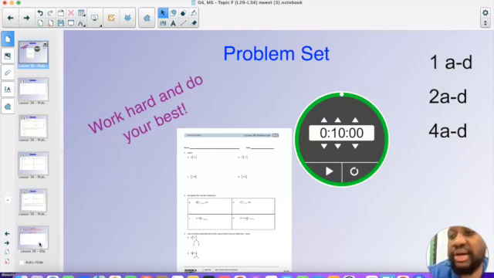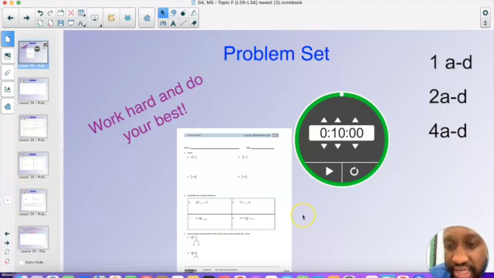All right, with that being said, I'm going to give y'all 10 minutes. You're going to do 1, A, B, C, and D, 2, A, B, C, and D, and then 4, A, B, C, and D. All right? If you happen to finish early and Mr. Edwin checks off that you did them correctly, then you can go on to do the exit ticket. And then after you do the exit ticket, you can either go on Zern, Freckle, or Dreambox. All right? Any questions, any comments, concerns? Cool. I'm going to go ahead and start the 10 minutes.